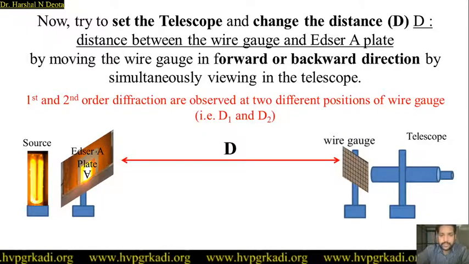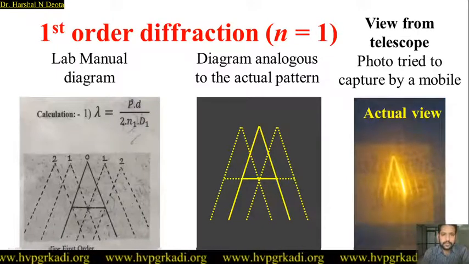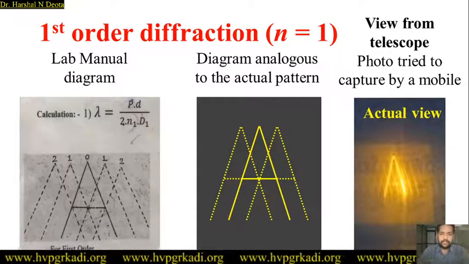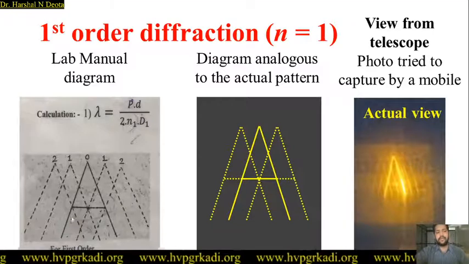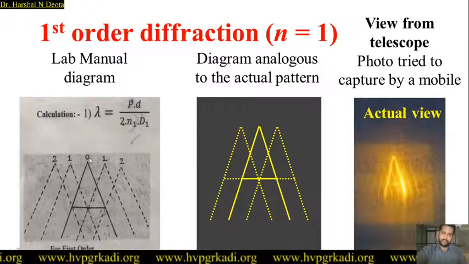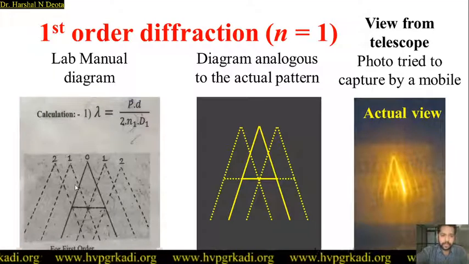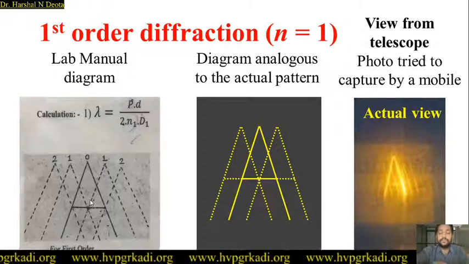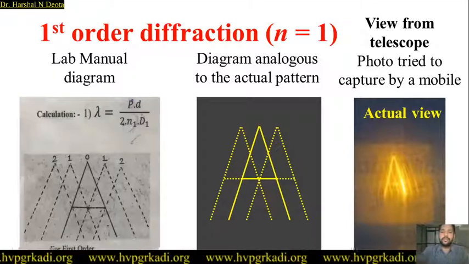So first of all, we shall try to understand what is this first order diffraction pattern and the second order diffraction pattern. The next slide is the first order diffraction pattern where n is equal to 1. The first diagram is from the lab manual, where you can see that before keeping the wire gauge, you only had the A in the dark line. You have named it as the 0th order. But since now you are putting the wire gauge before it, the diffraction will be observed. And you can easily see that a symmetric pattern will be on the right hand side and the symmetric pattern will be on the left hand side. Totally symmetric pattern, and you will see multiple images of A.